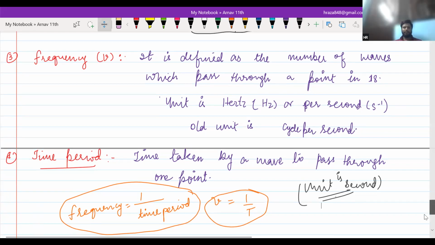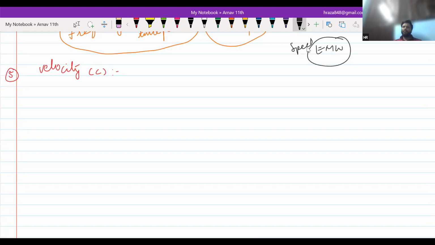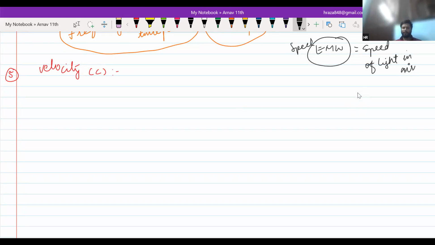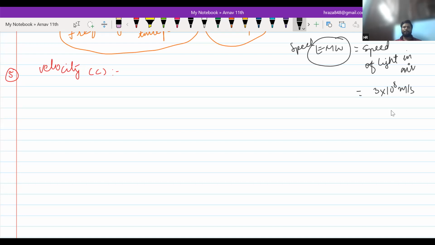Now, velocity comes. Fifth is basically velocity. Velocity here we denote by c. Always remember that electromagnetic wave speed is equal to the speed of light. And do you know the speed of light in air and vacuum? They are almost equal: 3 into 10 raised to the power 8 meters per second. So the speed of electromagnetic waves is equal to the speed of light in air or vacuum, that is 3 into 10 raised to the power 8 meter per second.